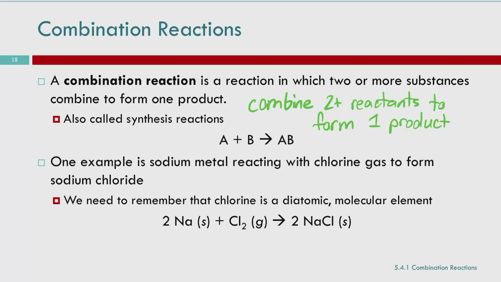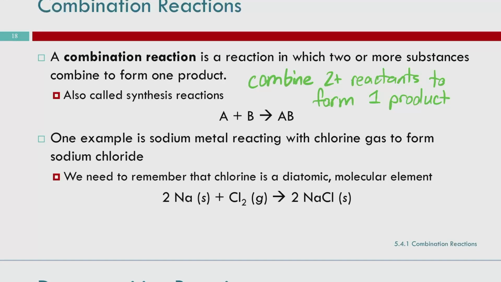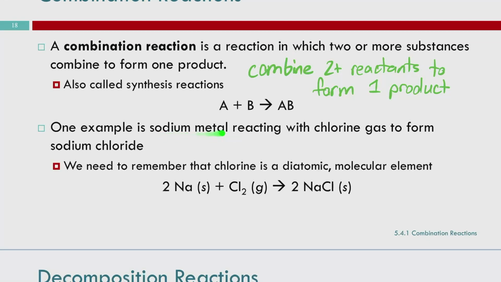So combination or synthesis, we're just combining. Nothing crazy. An example of this is sodium metal reacting with chlorine gas. And this forms sodium chloride, which is table salt. And the equation for this is two sodiums reacting with one chlorine. The reason that we have two sodiums is because chlorine is diatomic.